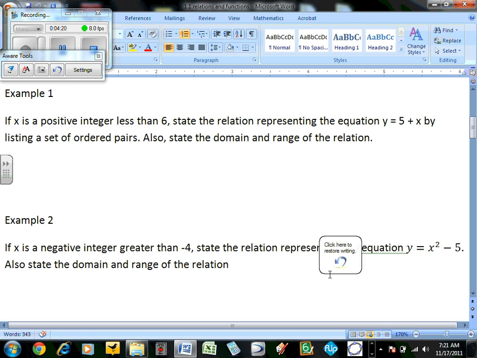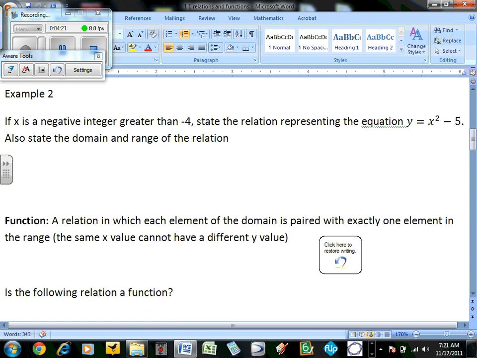Example 2, why don't you do that one in your notes by yourself, is where you hit the pause button. If x is a negative integer greater than -4, state the relation representing the equation y equals x squared minus 5. Also state the domain and range. All right, so why don't you hit pause, do that one in your notes, and we'll check that in class.